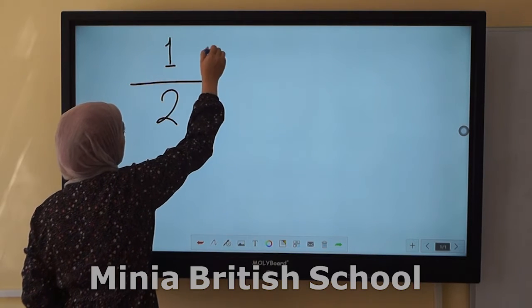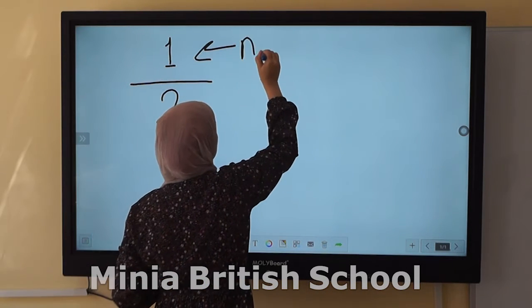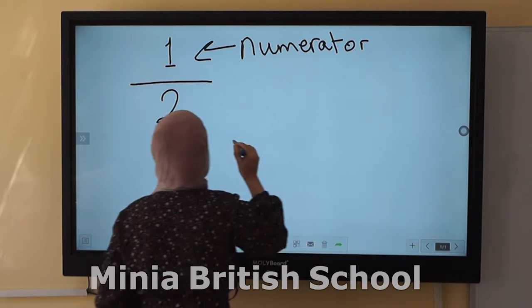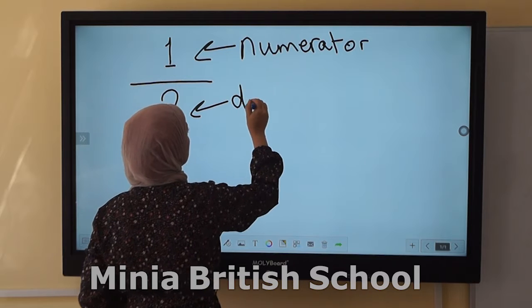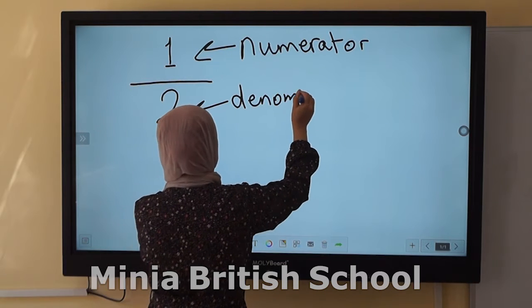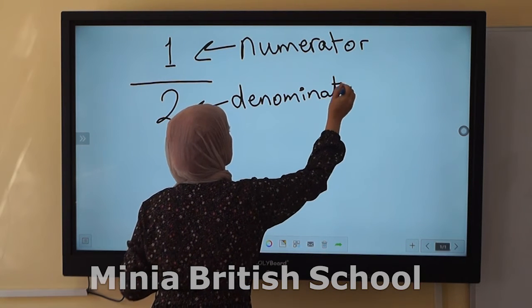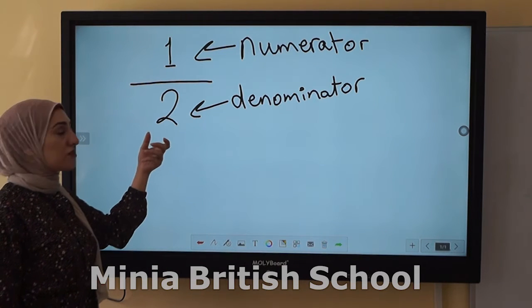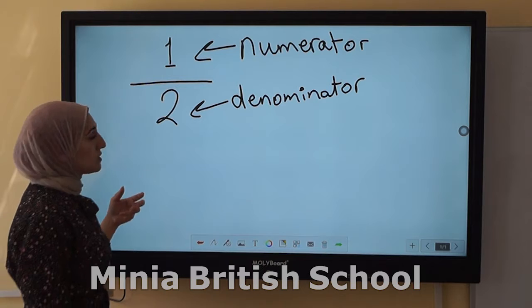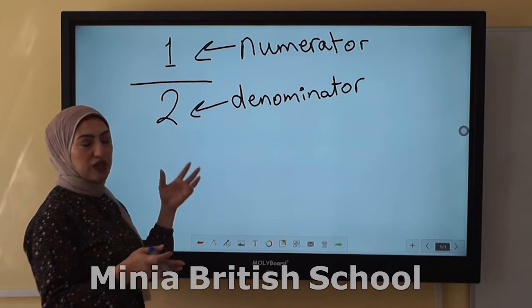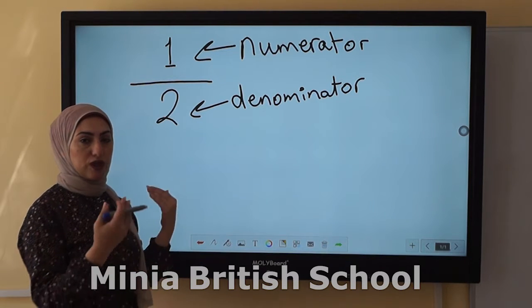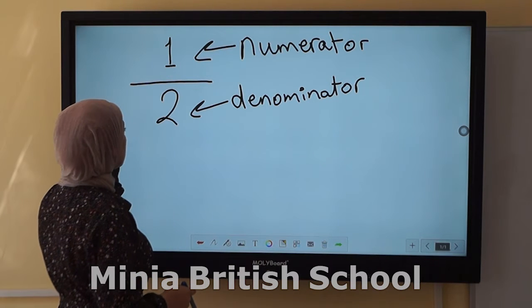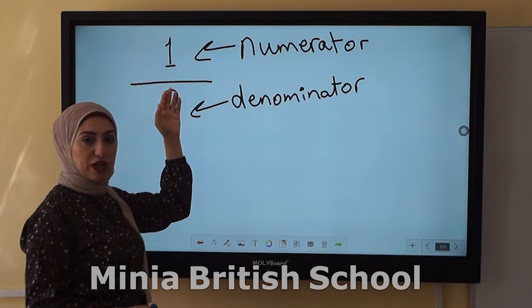If the numerator, this is called numerator, and denominator, if the numerator is smaller than the denominator, this means the fraction is between 0 and 1, greater than 0 and smaller than 1. Okay? And this is called proper fraction.